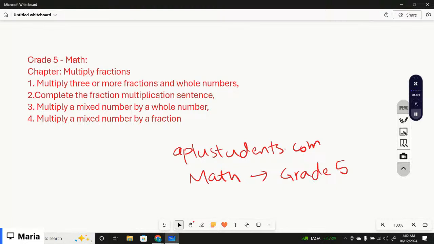The lessons we're going to cover today are multiply three or more numbers or whole numbers, multiply three or more fractions and whole numbers, complete the function multiplication sentences, multiply a mixed number by a whole number, multiply a mixed number by a fraction. So please make sure you have your notebook and pencil so that you can note down the important examples and definitions as well.